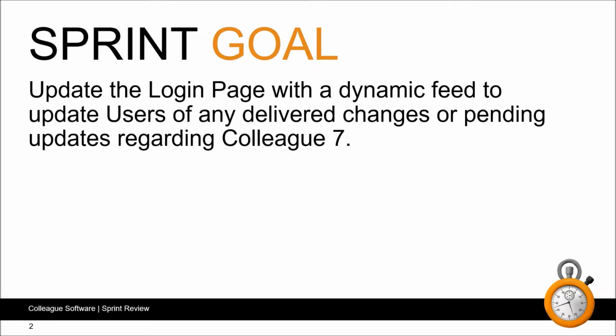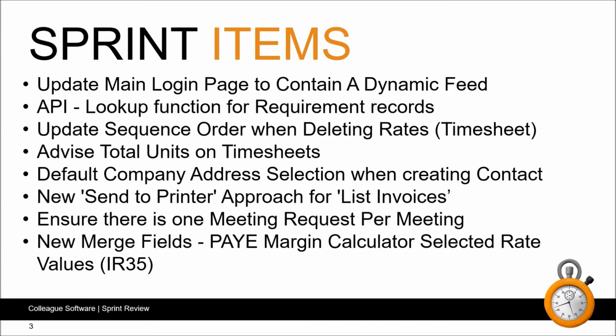Our sprint goal for this sprint has been to update the login page with a feed to update users of any delivered changes or pending updates regarding Colleague 7. Looking at the high-level items and to explain further, in this sprint, we've been able to update the login page of Colleague 7 so that it contains a new sliding feed.